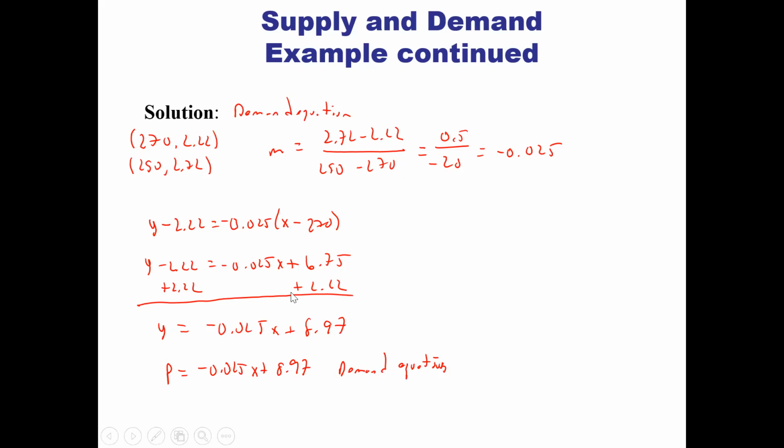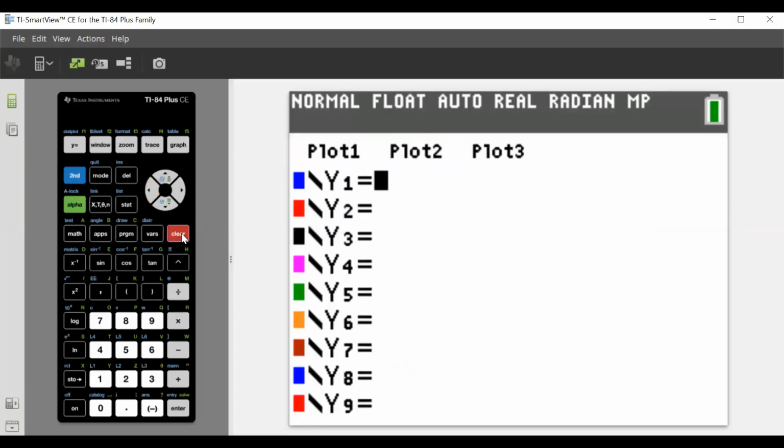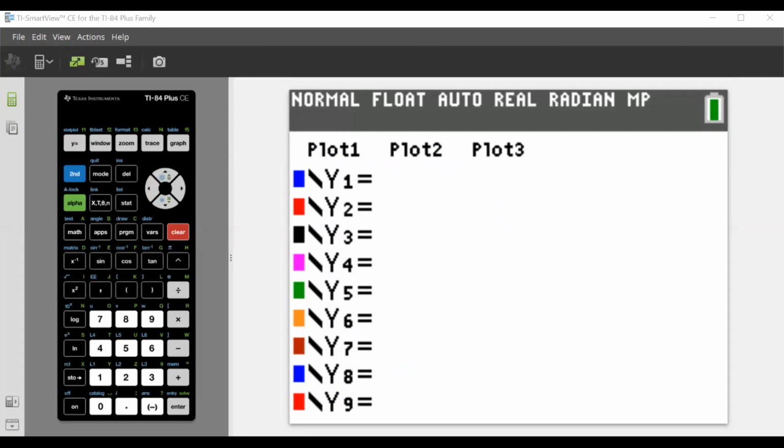Now, we've got both of our equations, and what I'm going to suggest is we use a graphing calculator to graph both of the equations and find the intersection. So let's go to our calculator, go to y equals, clear that out. Now, let's see if I remember what the two equations were. I probably don't, so better write this down. So that was 0.0166x minus 3.4467, and this one is negative 0.025x plus 8.97.